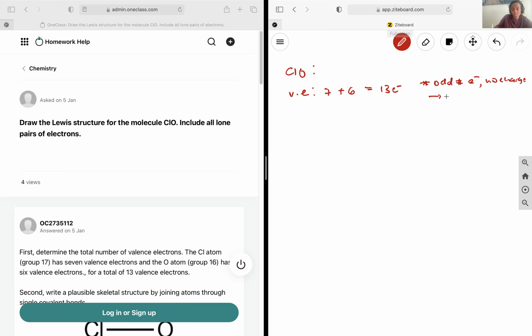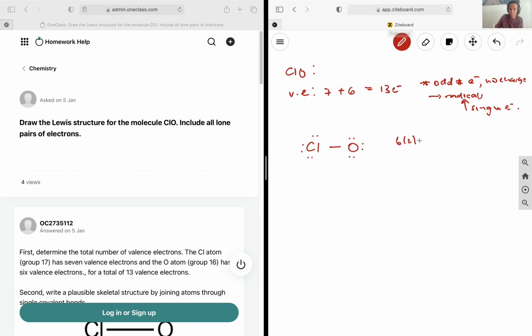This would imply that we're going to have radicals. And these are just going to be single electrons, which are typically unstable, and so you don't see them that often. And so let's first go about the skeleton structure. Let's use 1 bond to connect them. Fill in our octet, and then let's see if this equals our 14.